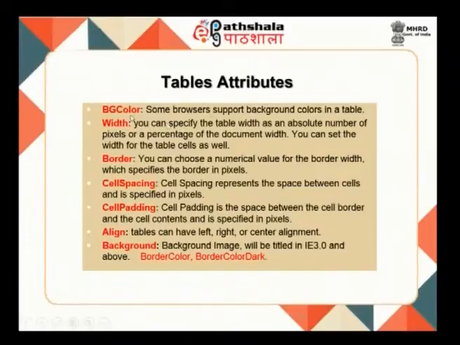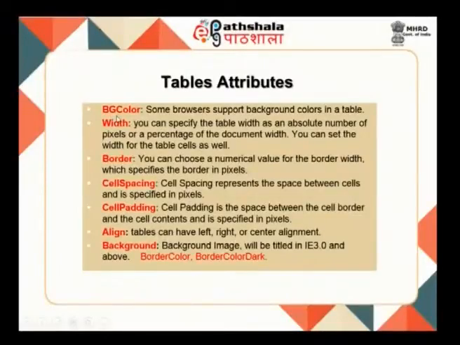And what are the table attributes you can have in the table tag? We can give a color for the table. Some browsers normally support background colors in a table, which can be defined with an attribute called bgcolor, and this table tag can also have attributes like width. So, we can specify the width for your table. It can be an absolute number of pixels or a percentage depending upon the document width, and we can also give a width for the table cells. When you want to give the width for the table cells, it is defined in the td tags, and this width attribute comes in the table tag.